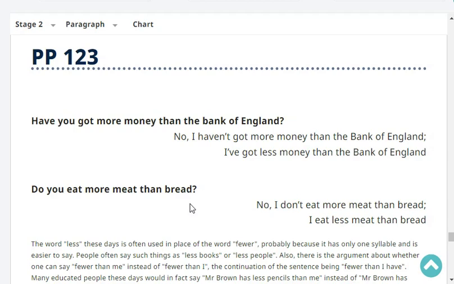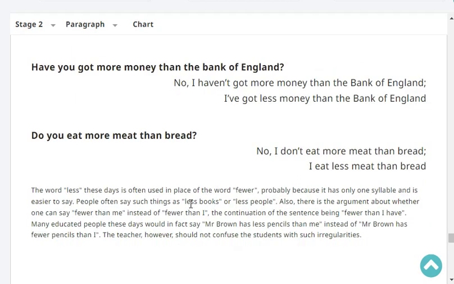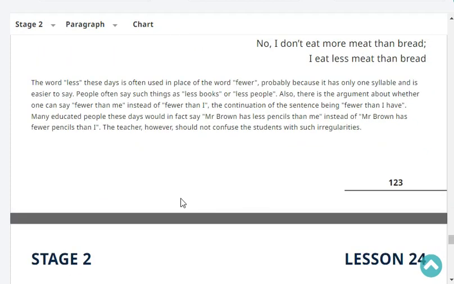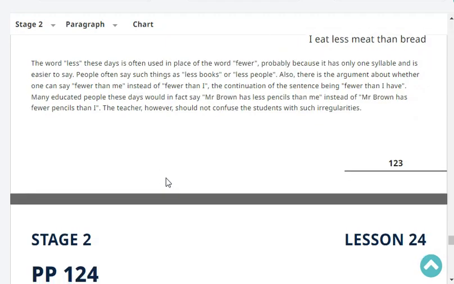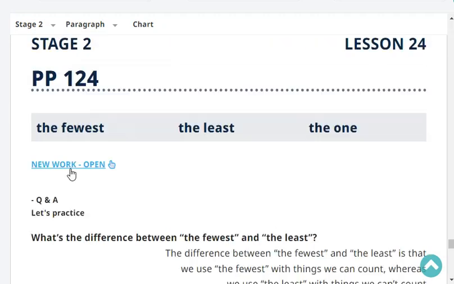Do you eat more meat than bread? No, I don't eat more meat than bread. I eat less meat than bread. Very good. Okay, next repeat the fewest.